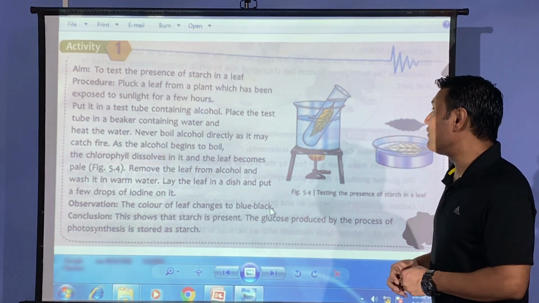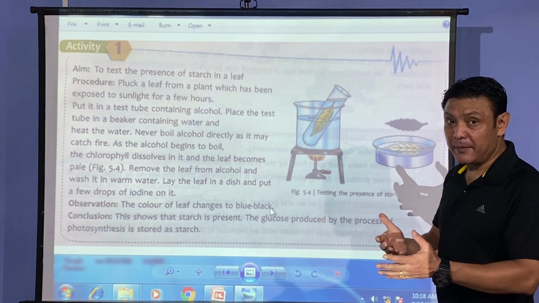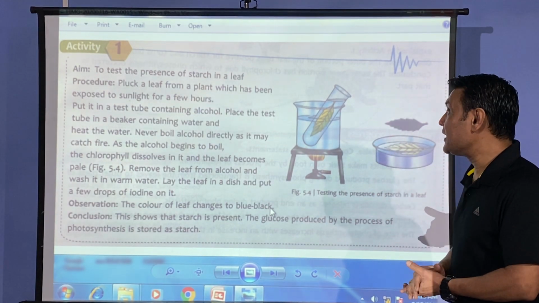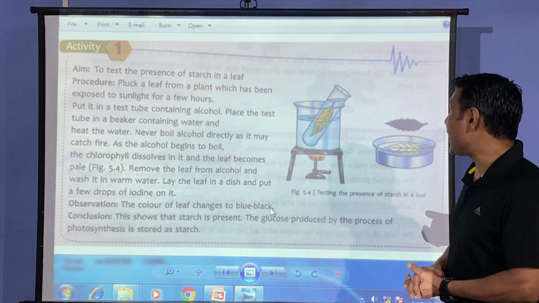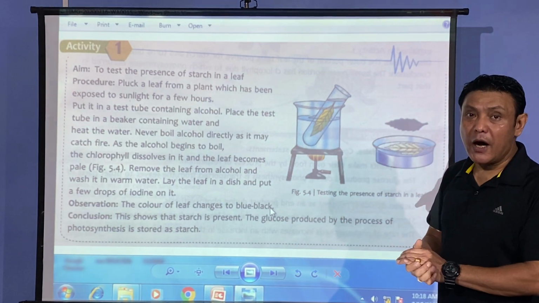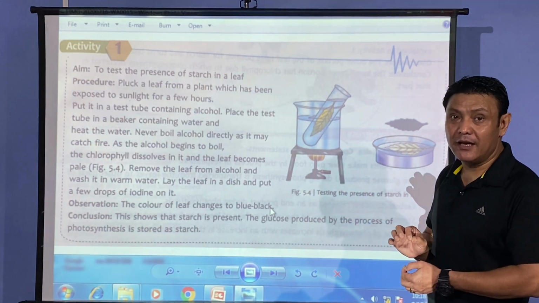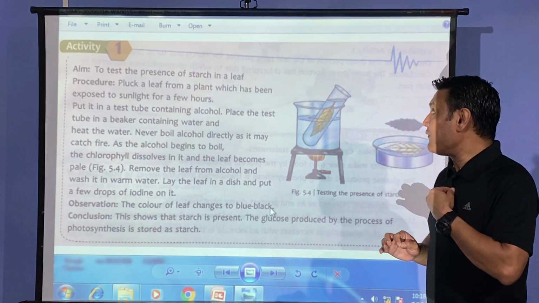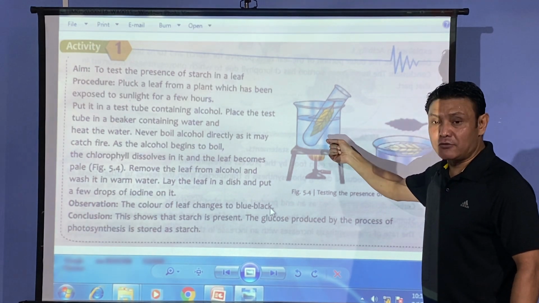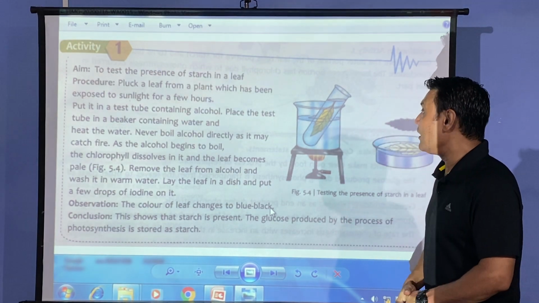You have to pluck a leaf from the plant which has been exposed to sunlight. That means for a few hours. That means photosynthesis has taken place in the leaf in the presence of sunlight. You keep the potted plant in the sun for a few hours, let photosynthesis take place, and then you pluck the leaf. Now, we put the leaf we have just plucked inside a test tube which contains alcohol.